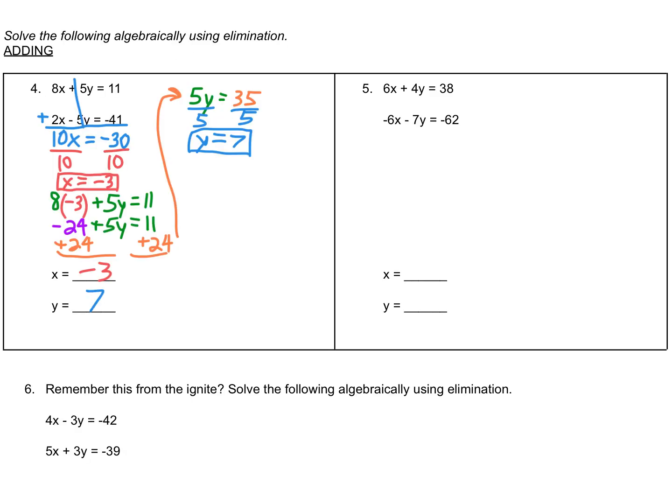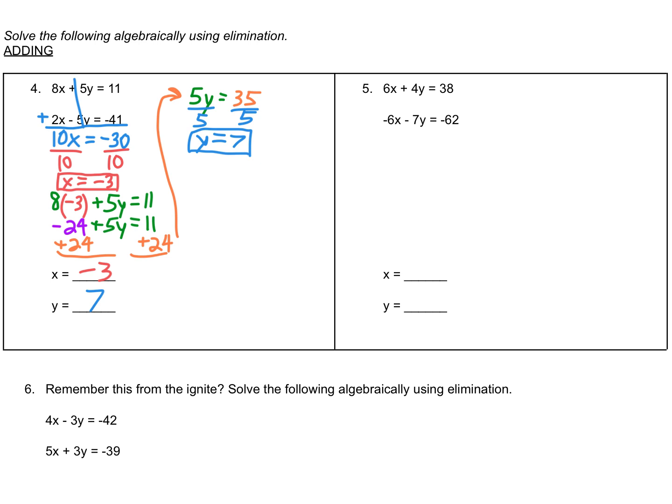On number 5, we have 6x plus 4y equals 38, and negative 6x minus 7y equals negative 62. Take a moment and see first, is there something that would eliminate if I just add these together? Is there the same number with variable on the top and bottom, but one's positive, one is negative? Which one's going to eliminate, the x or the y on number 5?